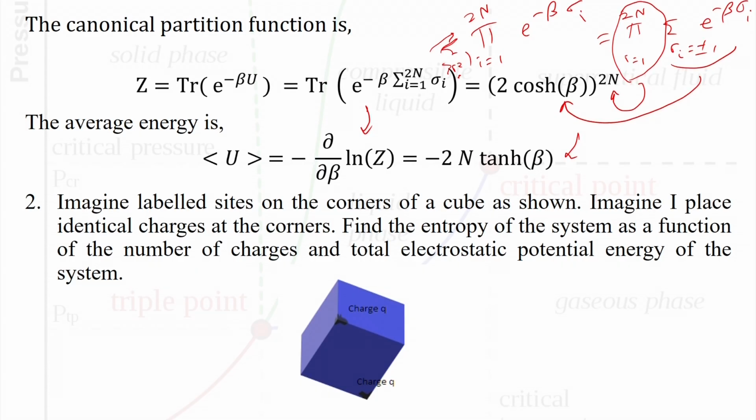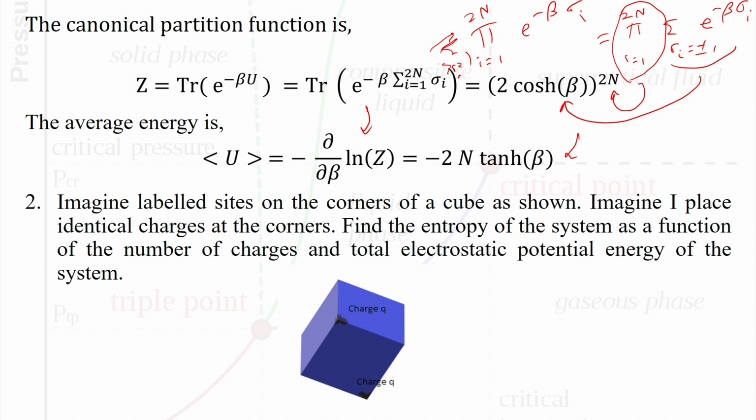Suppose beta is very small, that means the temperature is very large. If temperature is very large, you expect a kind of randomization of the spins. So you expect roughly an equal number to point up as point down. So when beta is small, you can see the average energy tends to 0.